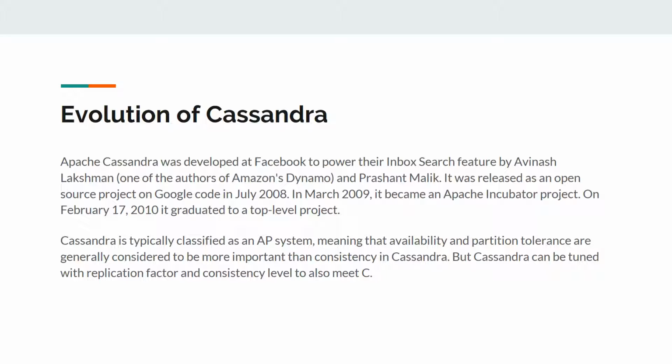A, which stands for availability, which says a guarantee that every request receives a response about whether it was successful or failed. And P, which stands for partition tolerance, which means the system will continue to operate despite arbitrary message loss or a failure of part of the system. According to the theorem, a distributed system cannot satisfy all three of these guarantees at the same time. Cassandra is an AP system, meaning that availability and partition tolerance are generally considered to be more important than consistency in Cassandra. But Cassandra can be tuned with replication factor and consistency level to also meet the C level.